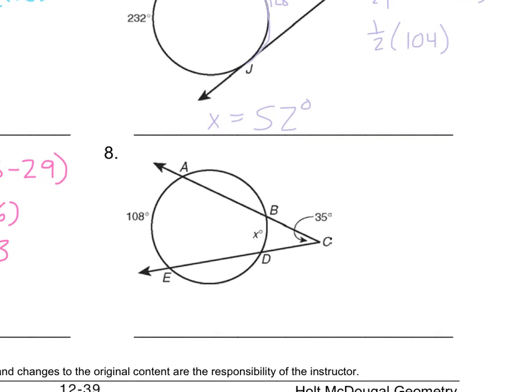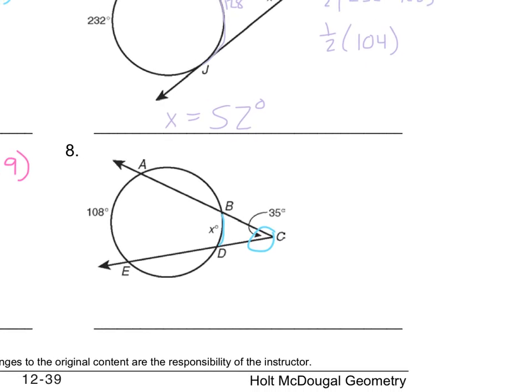And our last one, number 8. Here, it doesn't give us one of the intercepted arcs. That's what we have to try to find, but it does give us our exterior angle. So we have the formula for exterior angle, which we can just plug everything we have in and solve for X. So our exterior angle is 35, it's equal to 1/2 times our two intercepted arcs subtracted. So we have 108 minus X. So now we just solve for x.